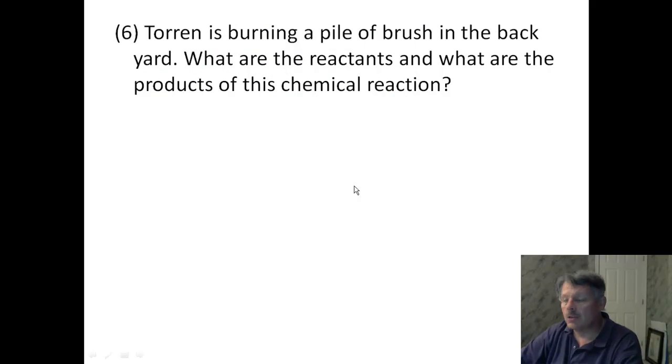Let's look at Torin. What's Torin doing? He's burning a pile of brush. So what are my reactants? Well, there are actually multiple reactants. Certainly we do see the pile of brush, and the brush is a reactant.